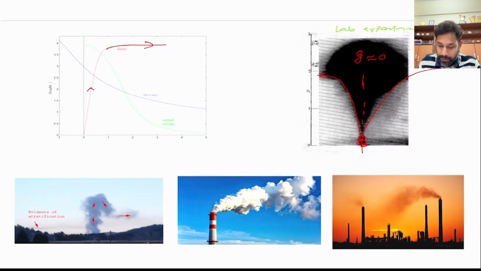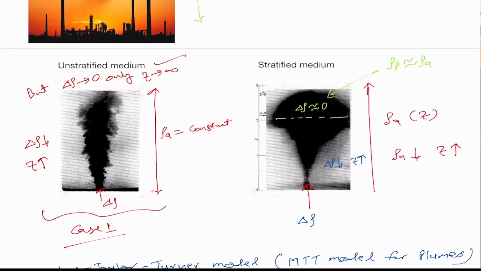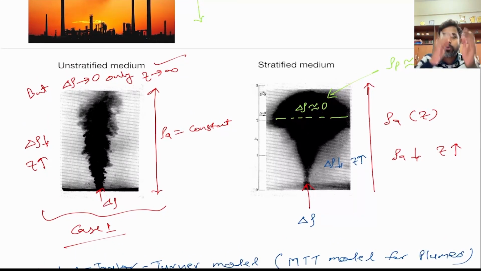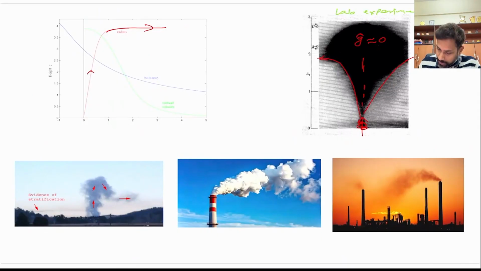And if you remember the unstratified medium, which is this case, left hand side, if you continuously inject plume, it will just keep going up, right? Because the delta rho is almost never 0. There will always be positive delta rho, and the plume will keep rising. But in case of a stratified medium, as you look here at the right hand side, your plume, after reaching a certain height, starts flowing sideward, and that we just saw in the derived solution as well.